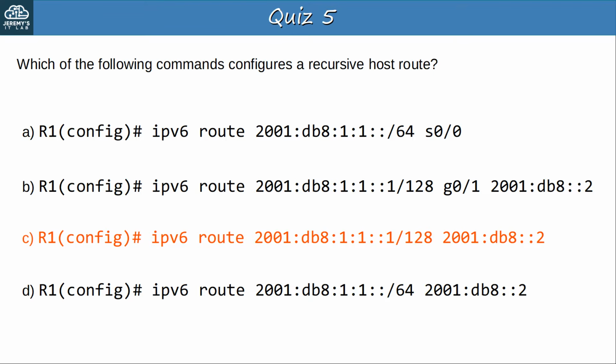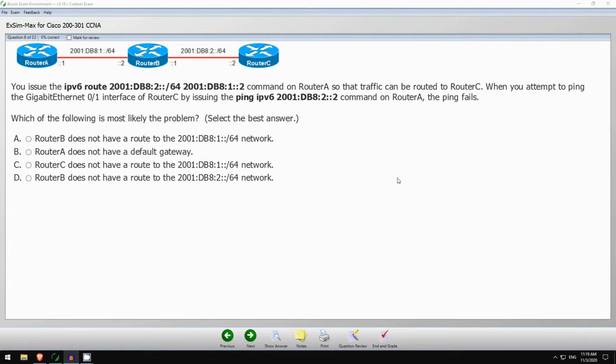Now let's take a look at a bonus question from Boson ExSim for CCNA. Okay, here's today's Boson ExSim practice question. You issue the IPv6 route 2001:db8:2::/64 2001:db8:1::2 command on router A, so that traffic can be routed to router C. When you attempt to ping the GigabitEthernet 0/1 interface of router C, by issuing the ping ipv6 2001:db8:2::2 command on router A, the ping fails. Which of the following is most likely the problem? Select the best answer. Okay, so here are the 4 options. Please pause the video and find the correct answer.